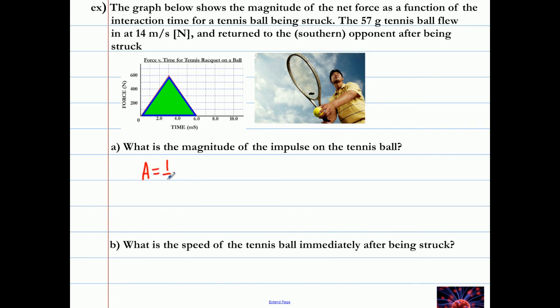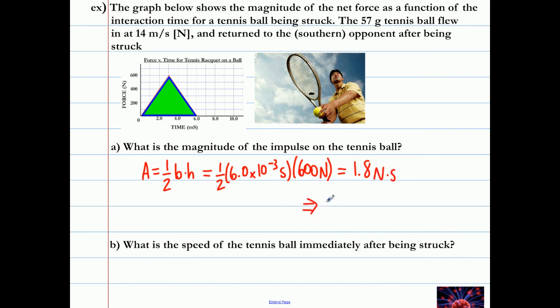And what is the area of a triangle? 1/2 base times height. And that's on your formula sheet. So just put in the values, 1/2. The base is 6 milliseconds, so times 10 to the minus 3 seconds. And then we multiply that by the height, which is 600 newtons. And that gives us 1.8 newton seconds.